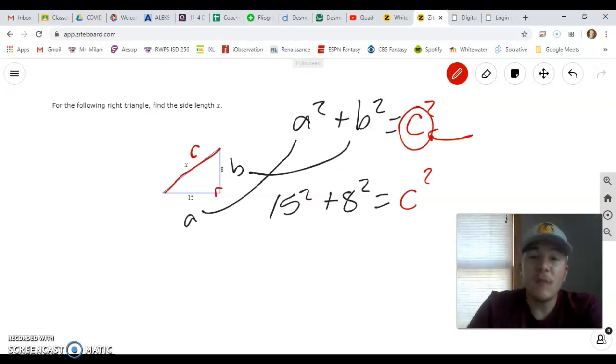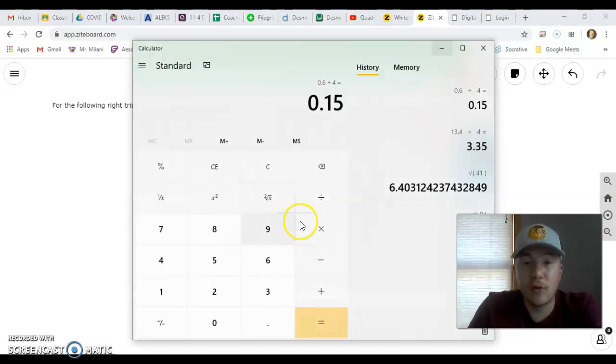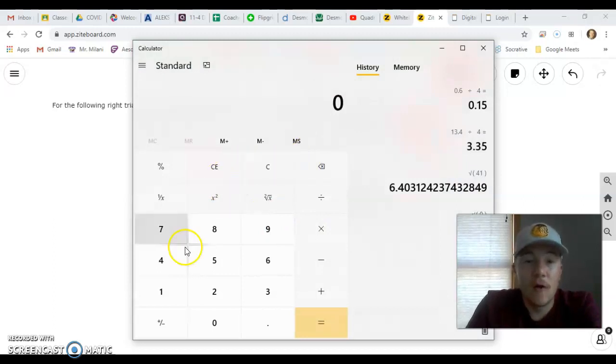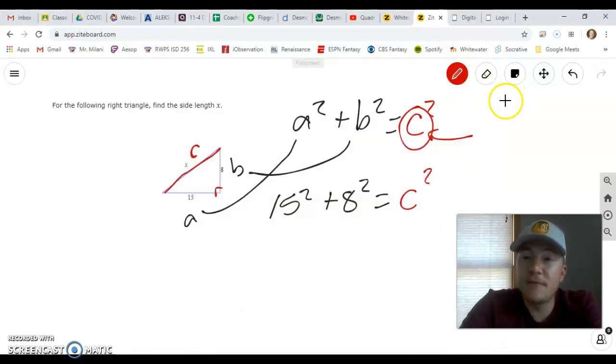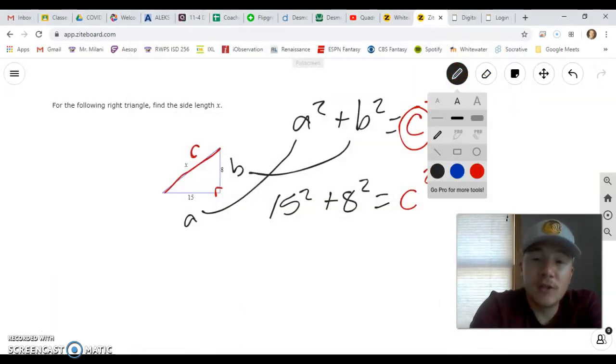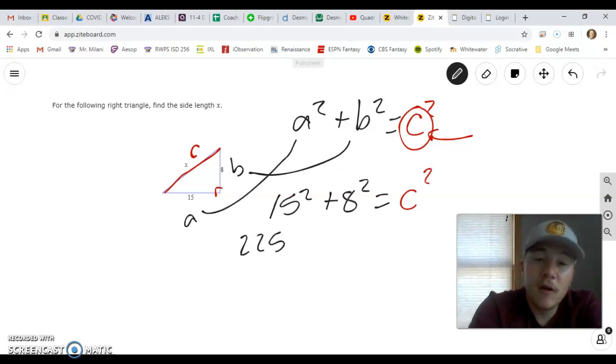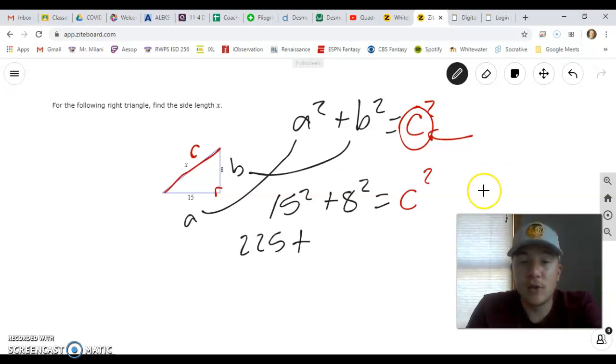In case you don't have the squares memorized, 15 squared, or 15 times 15, is going to be 225. So that 15 squared is 225. 8 squared is going to be 64.